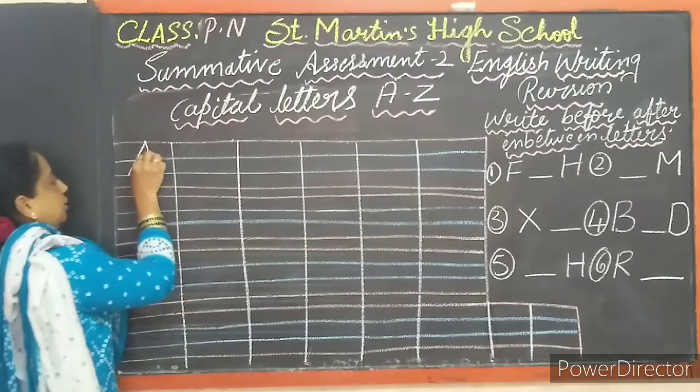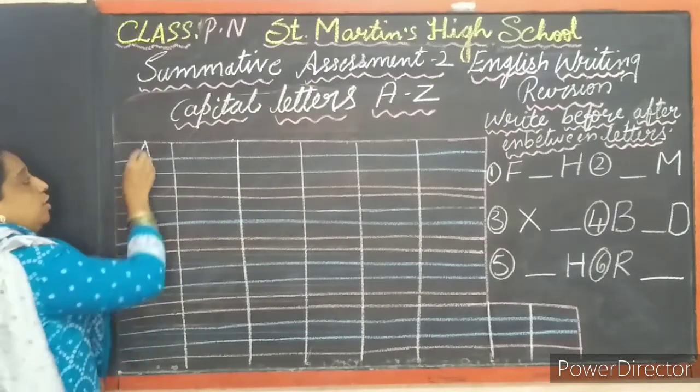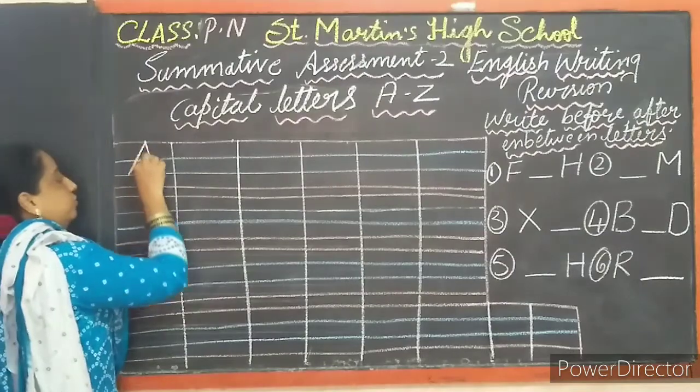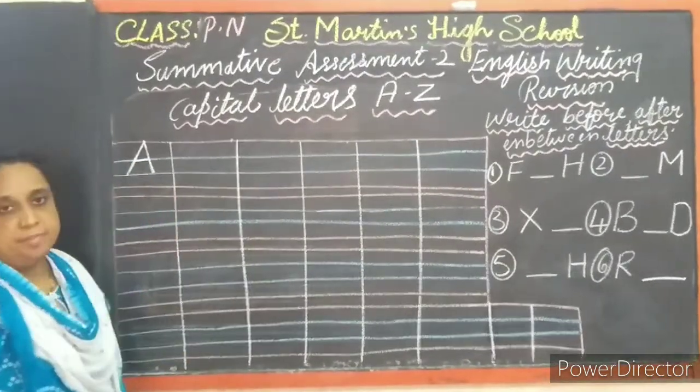A. I hope you all know how to write letter A. Right slanting line and left slanting line and one sleeping line makes letter A.